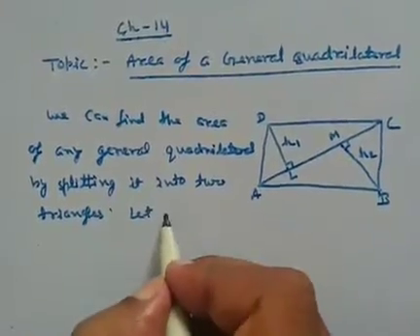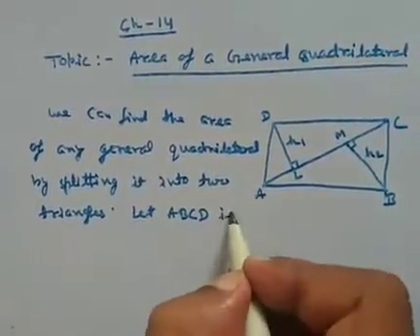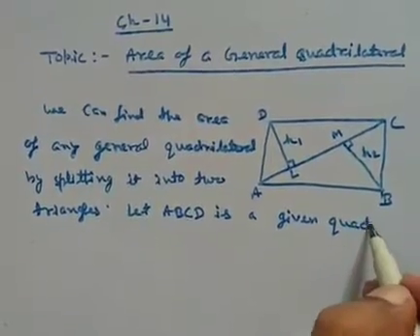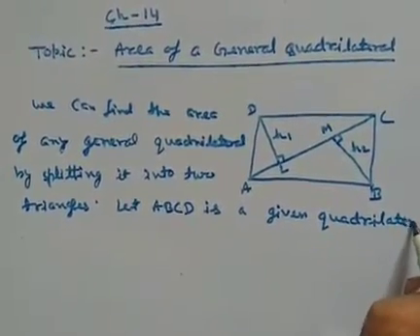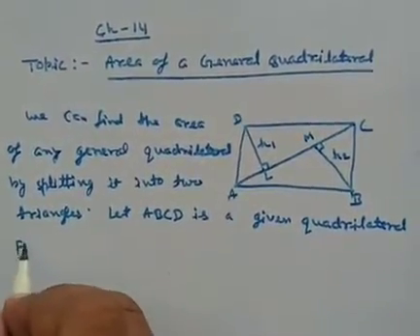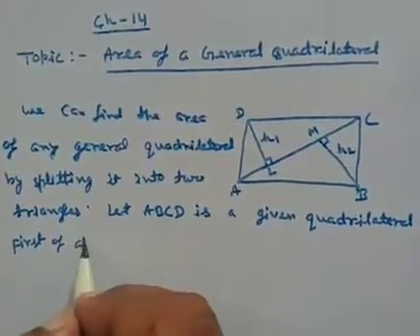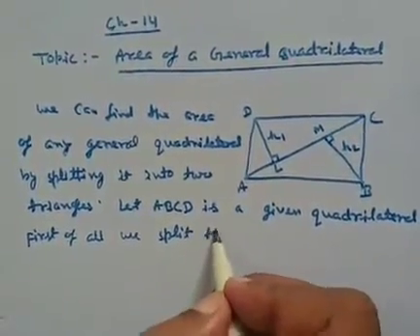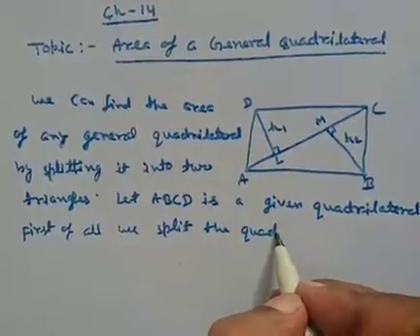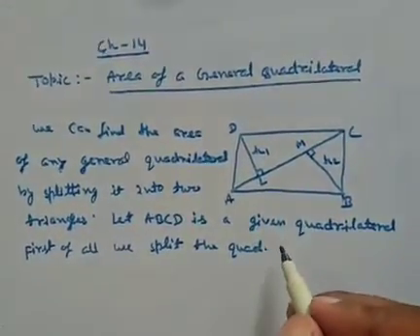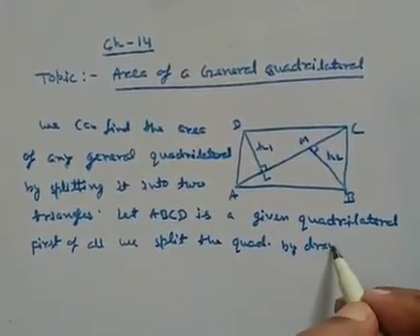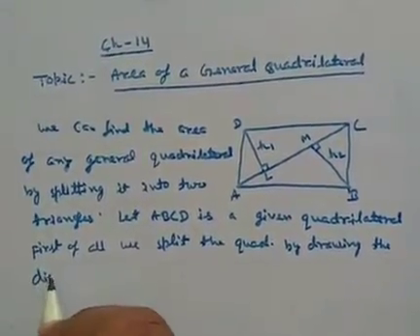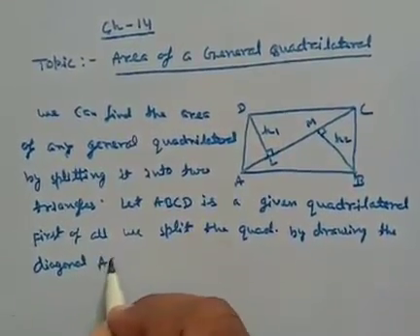Let ABCD be a given quadrilateral. First of all, we split the quadrilateral ABCD by drawing the diagonal AC like this.